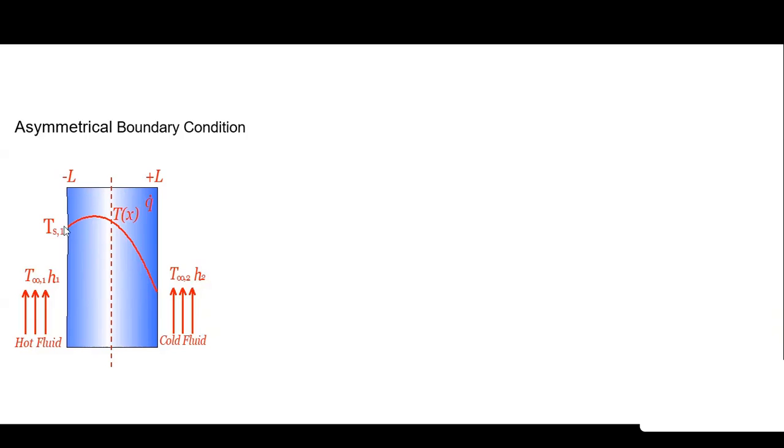Or if you don't know the values of Ts1 and Ts2, we can put it in terms of the convective heat transfer at the respective ends. So at x is equal to minus L, rate of conduction is equal to rate of convection. At x is equal to plus L, rate of convection is equal to rate of conduction. You can recall the boundary conditions and how we have applied them for the different situations.